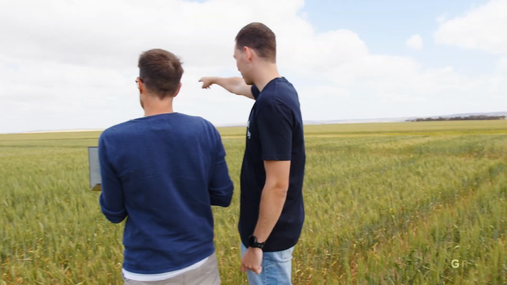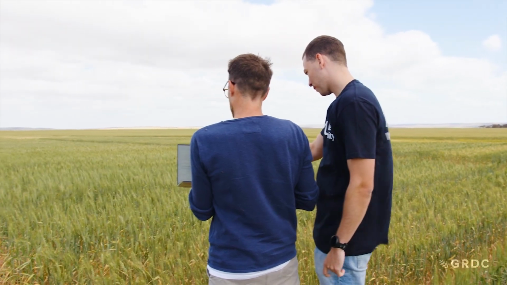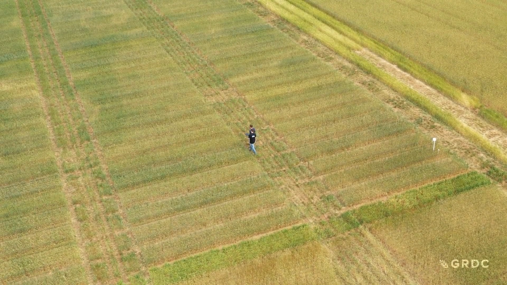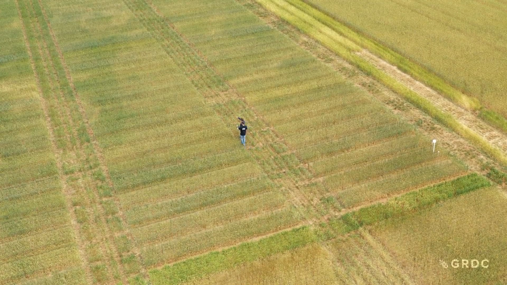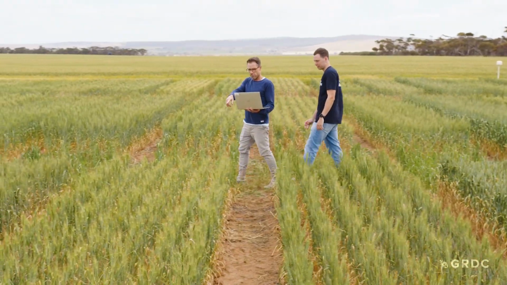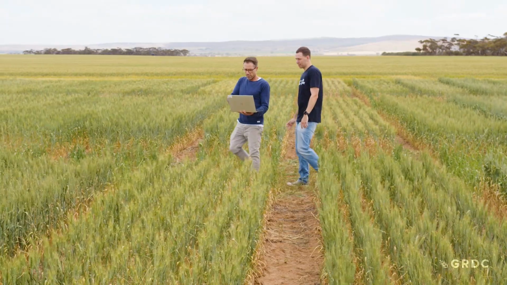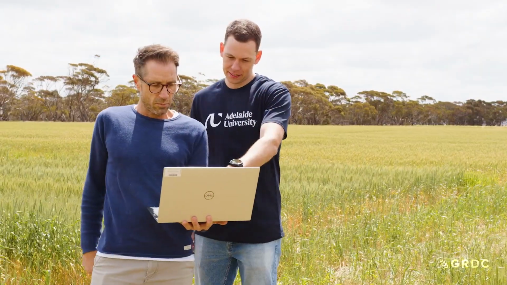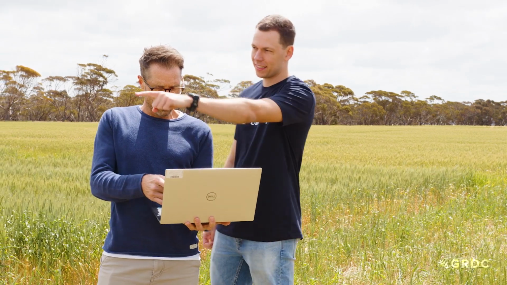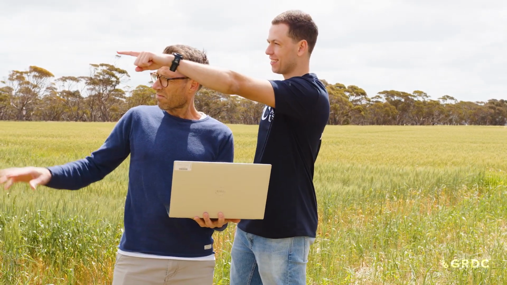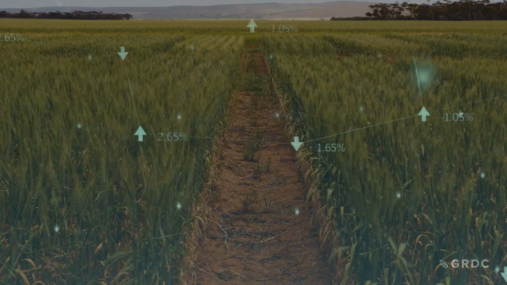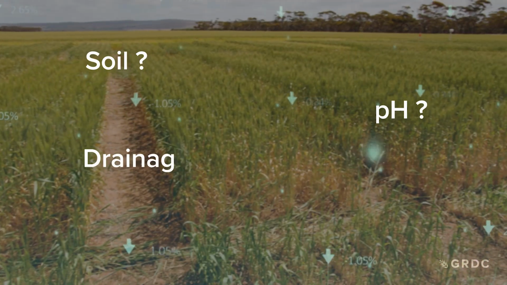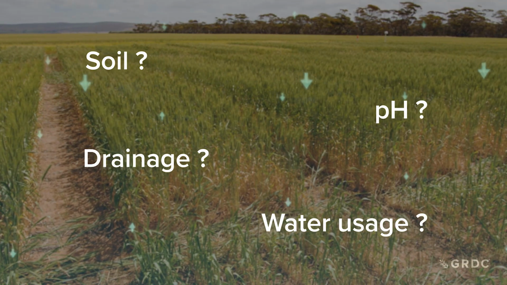Variety testing is complex. We know that varieties have genetics, and we know they have an interaction with the environment. So the concept is that we can't grow a single replicate of a variety in the field. We need to grow at least 3 replicates of that variety in different parts of the field, because we know the field is non-uniform. There's differences in soil, there's differences potentially in pH, there's differences in drainage, water usage inside the soil.